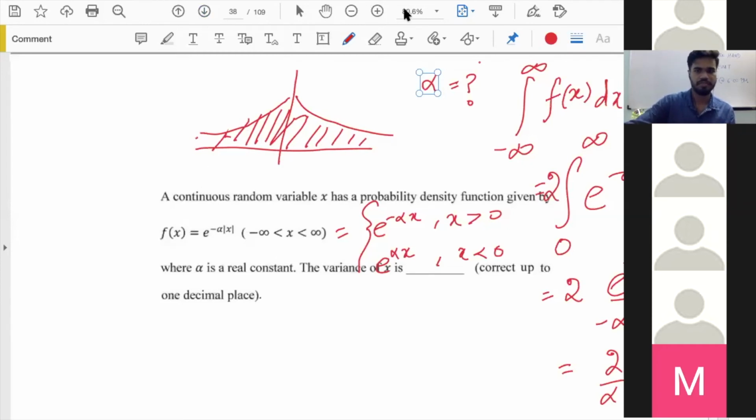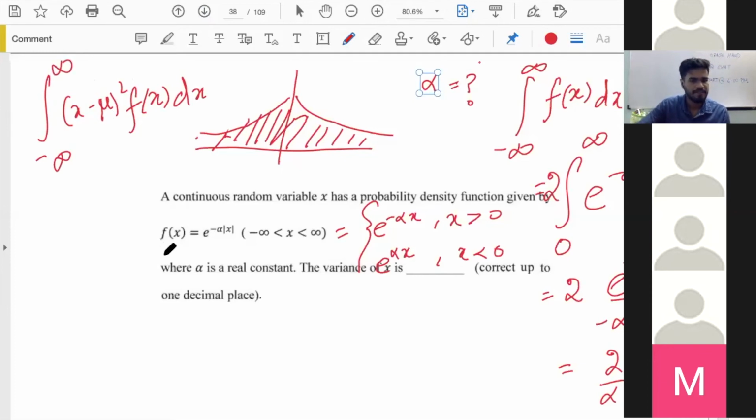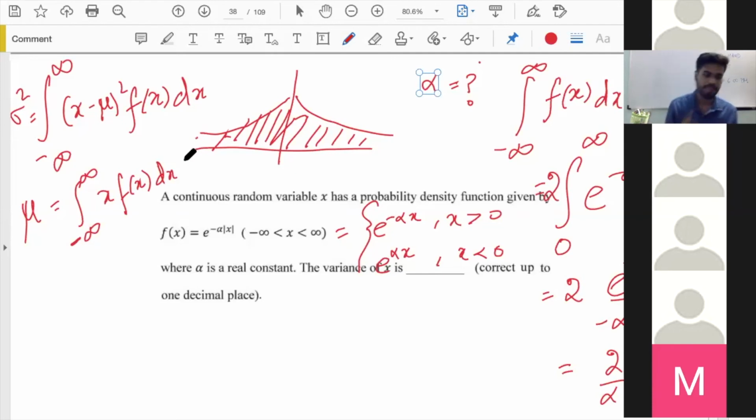And what is the definition of a variance? It's the integral of (x minus mu) squared f of x dx, right? To find this variance, we need to know what mu is. Mu is the mean of this particular distribution, which is again by definition the integral from minus infinity to infinity of x f of x dx. Agreed? This is where we need to get strategic, and there are shortcuts.